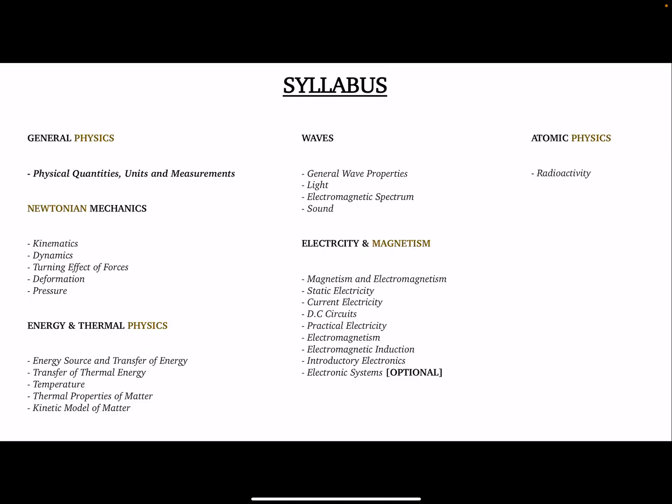All right, so moving on. This is the syllabus for O-Levels. If you're taking IGCSE, that's fine. O-Levels and IGCSE are pretty much the same. So basically, the physics of O-Levels and IGCSE is divided into 6 sections. Each of them has various topics, and we will cover all of them one by one. So the topic for today will be physical quantities, units, and measurement.